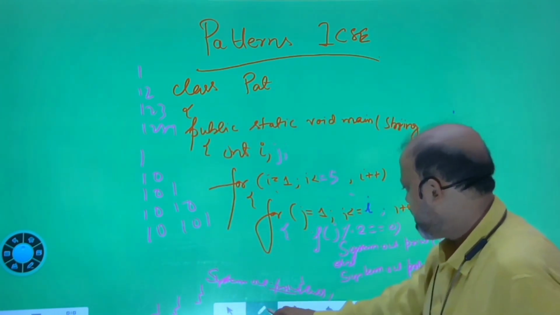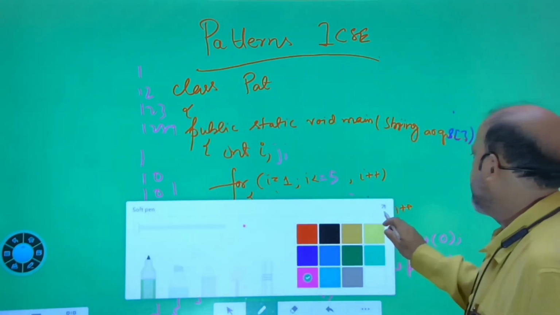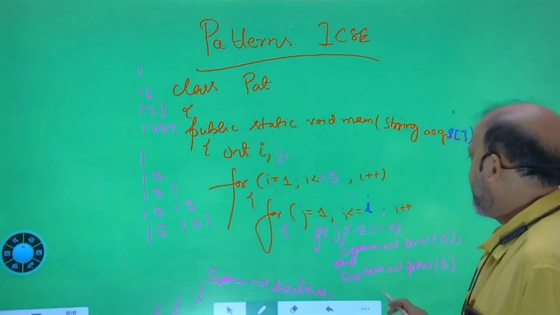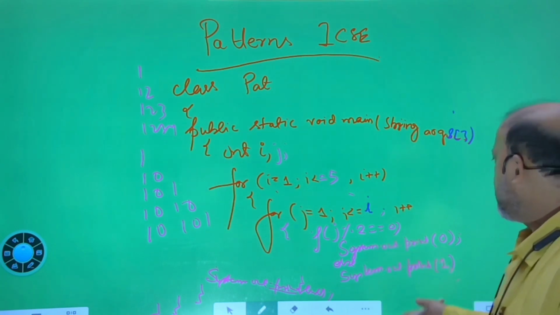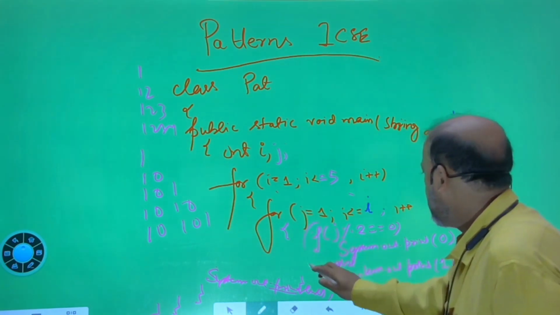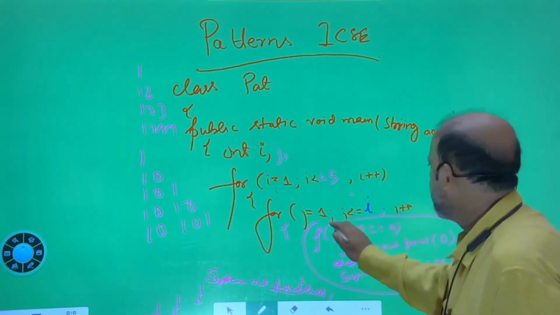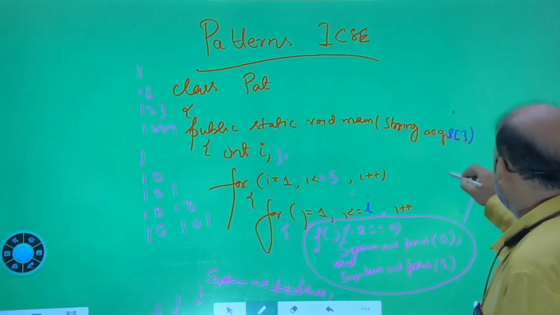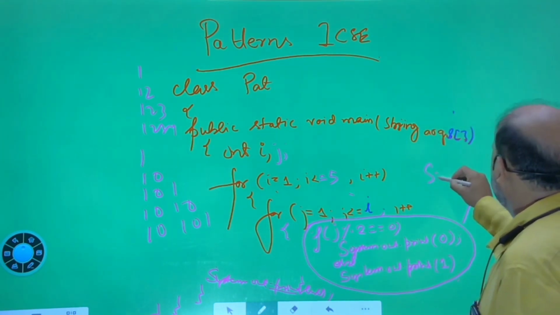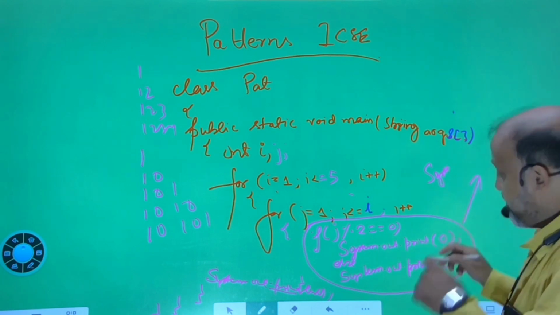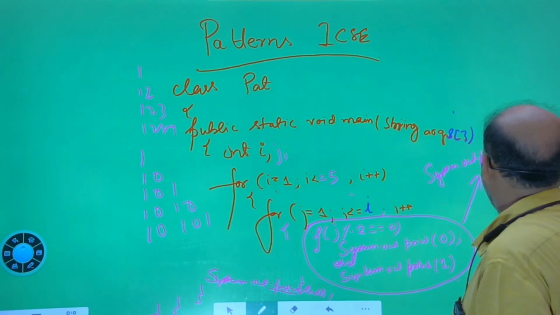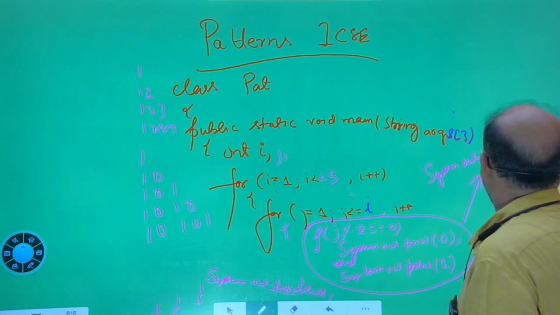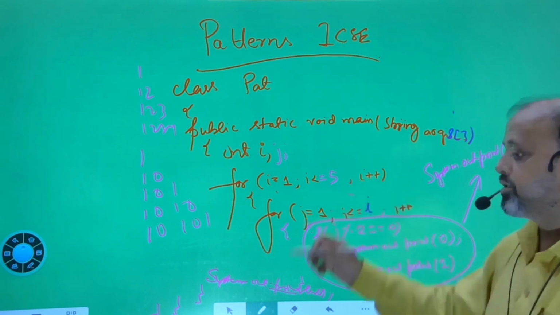Or you can also use, see, first try to understand what I have done. Wherever j is even, I have printed 0, and wherever odd 1. This whole thing can be replaced with one line, that is, you can write system dot out dot print j mod 2. Just this line will replace this.